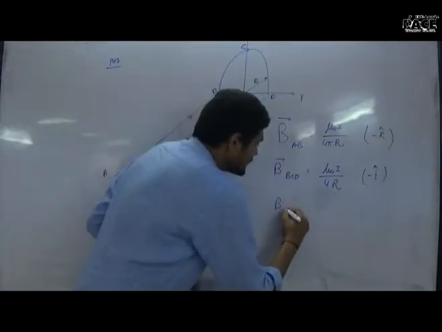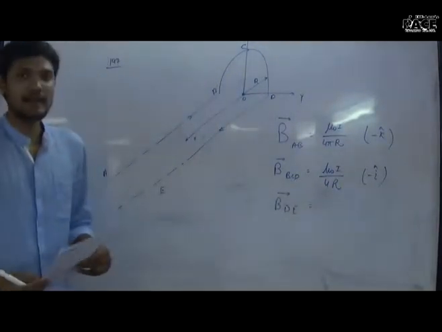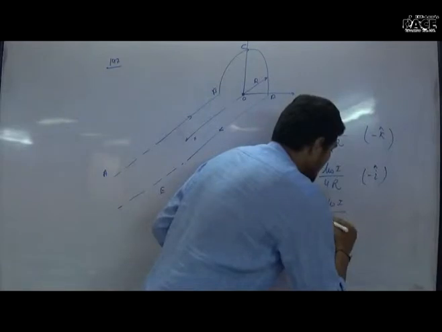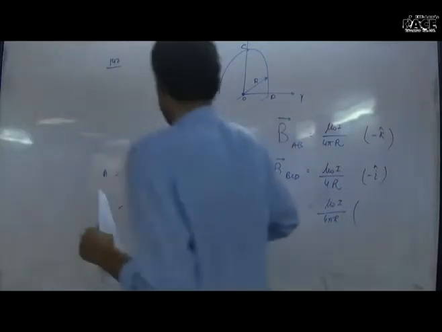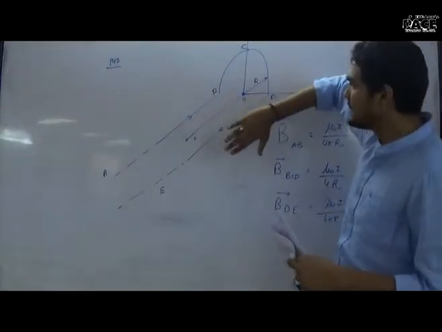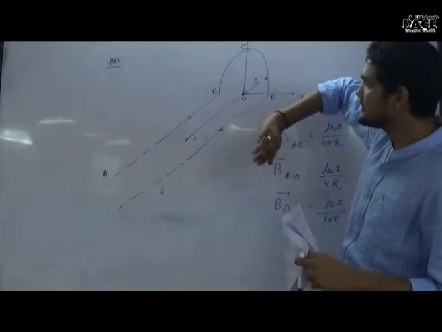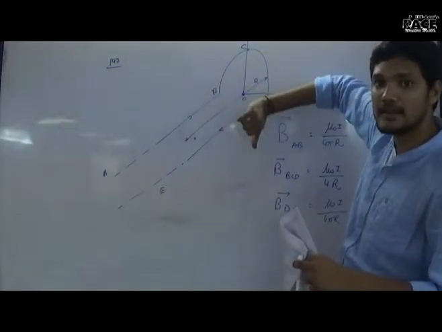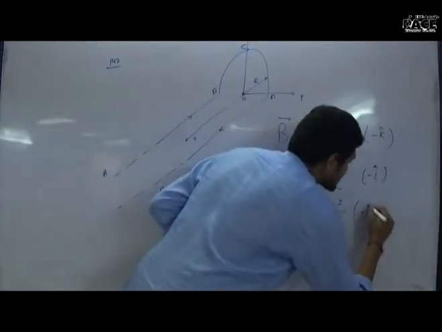Now the magnetic field due to DE. Again, it's a semi-infinitely long wire. The magnitude should be mu naught I upon 4 pi r, and the direction, again, we'll apply the right hand thumb rule. The current is in this direction, and we'll turn the curl of our fingers towards the r vector. So this is the magnetic field, and if we turn our fingers towards it, the magnetic field comes out to be in the direction of the thumb, which is obviously in the minus z axis. So the direction should be minus k cap.